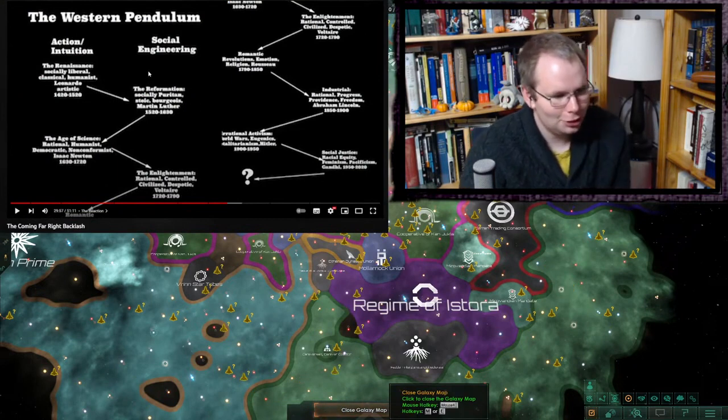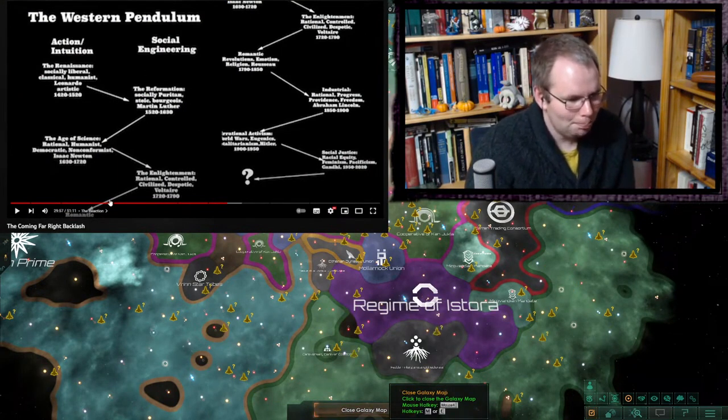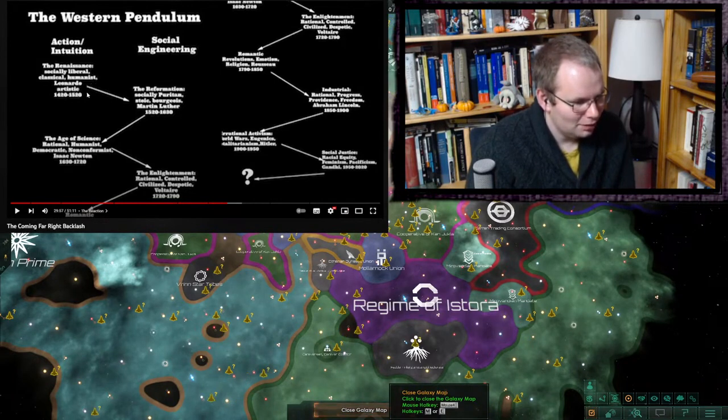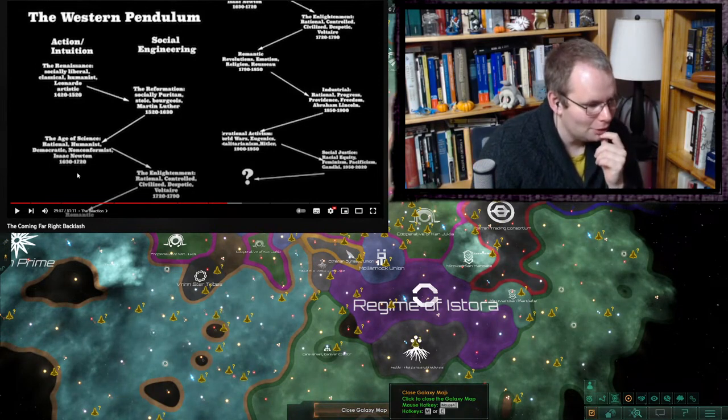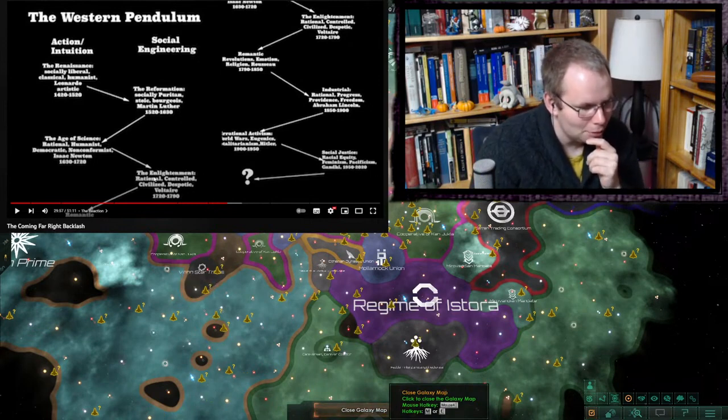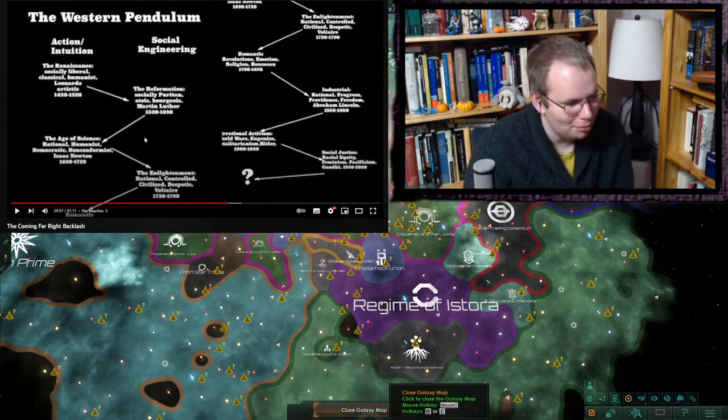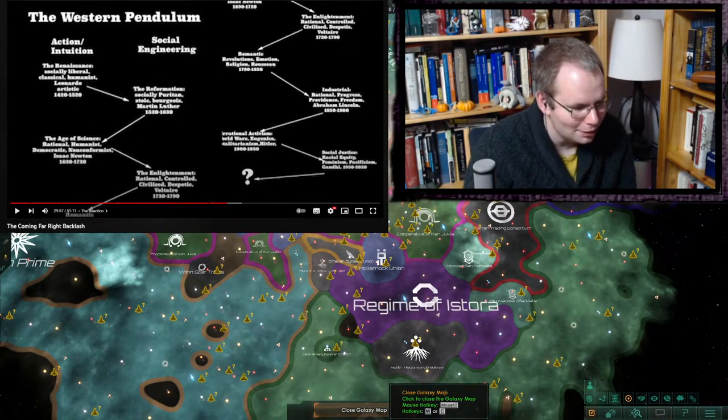What is this? The Western pendulum. This doesn't describe a pendulum. I guess, like, the Renaissance, socially liberal, classical humanist, Leonardo, artistic. What? And the pendulum swung to the Reformation, which is socially Puritan, Stoic, bourgeois, Martin Luther. The Age of Sciences, rational, humanist, democratic, nonconformist. The Enlightenment, rational... What? The Age of Sciences was opposite the Enlightenment? We swung from the Age of Sciences to the Enlightenment? What?